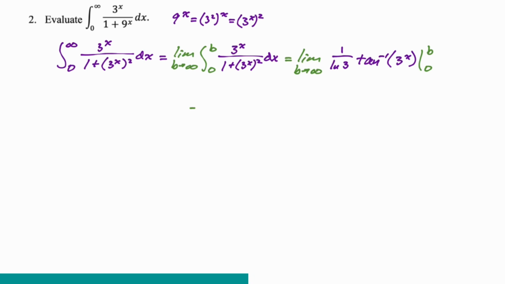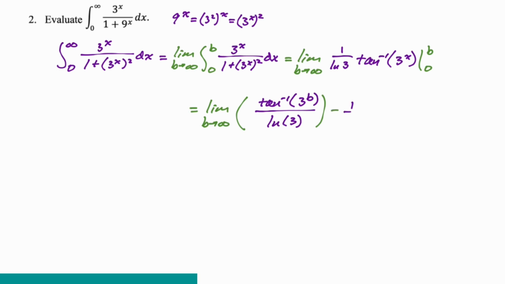All right, so we do the limit as b approaches infinity, 1 over the natural log of 3 is still going to be there. We get arctan of 3 to the b over the natural log of 3. And the next part doesn't have b involved, so I closed my limit, and I'm just going to plug in 0. This will be minus 1 over natural log of 3, arctan of 3 to the 0, which is 1.